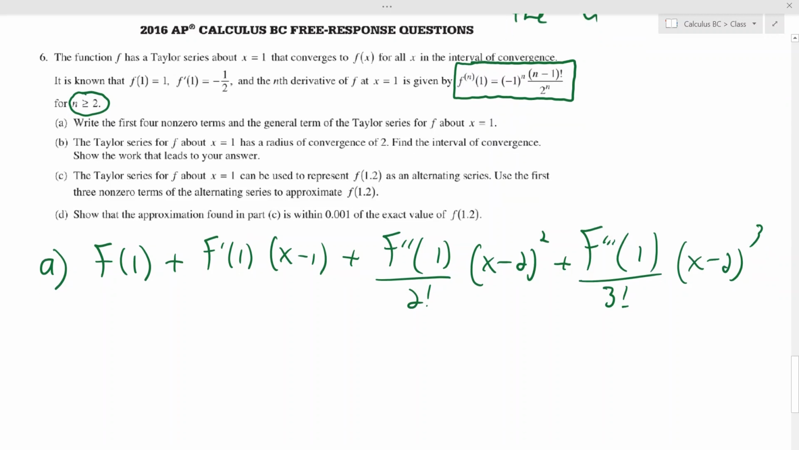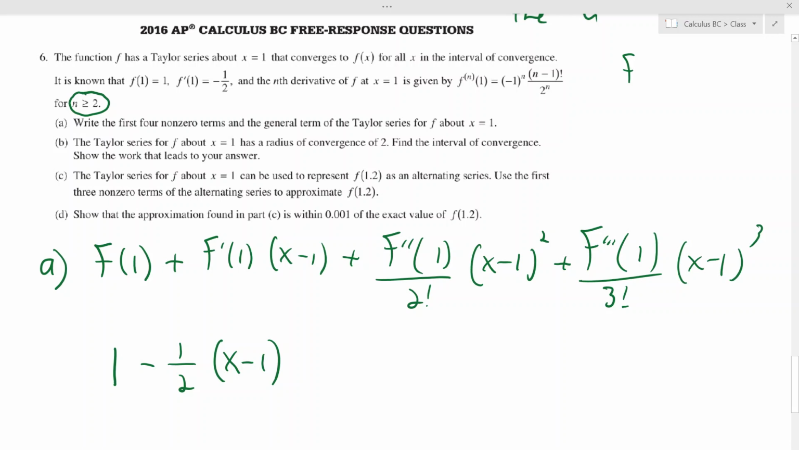So f of 1 is 1. Why is it x minus 1 and then x minus 2? I have no idea why. Thank you. I was looking at the 2 on the bottom of that while I'm talking here. There you go. They're all x minus center, right? Okay, so it's 1 plus, and f prime of 1 is -1/2, so it's actually 1 minus x minus 1. And then we need the second derivative, which we have to use this thing over here.